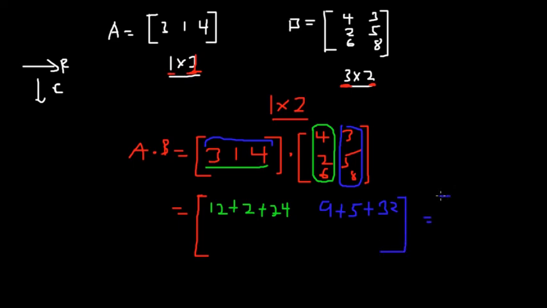So once you simplify this, when you add this together, you have 12 plus 2, that's 14, 14 plus 24, okay? That's 38. And then you have 9 plus 5, that's 14, 14 plus 32, okay? That's 46, okay? Right. So this is the final answer to this question. So you can further use your calculator to check for the final answer, okay?